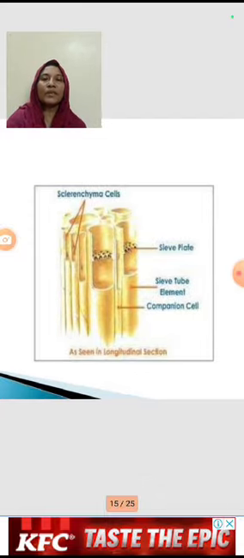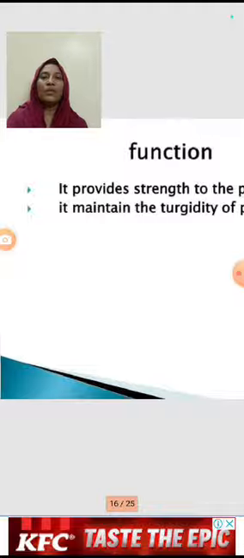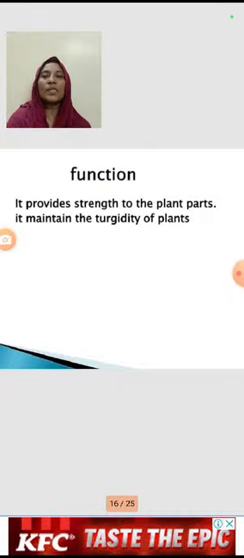See, it consists of sieve plate, sieve tube element, companion cells. These are all the things. Next, function. It provides strength to the plant parts and it maintains the turgidity of the plants.